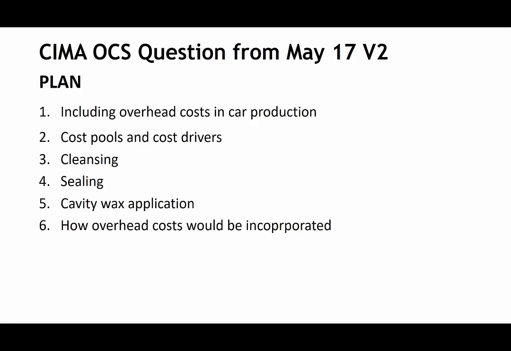The planning's done, and here's my plan. We've got 6 sections, including overhead costs in car production will be my first, then cost pools and cost drivers, cleansing, sealing, cavity wax application, and then how overhead costs would be incorporated. I've got 6 headings. If I get 2 paragraphs in some of them, then I'm going to be able to achieve my target of getting 8 paragraphs written. If I'm able to manage the time particularly well, I might even get slightly more than that.